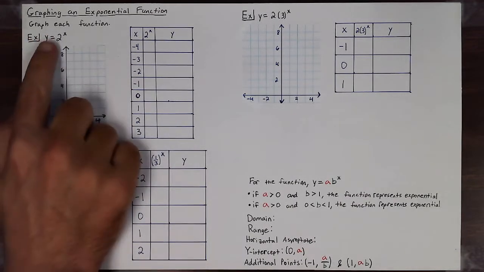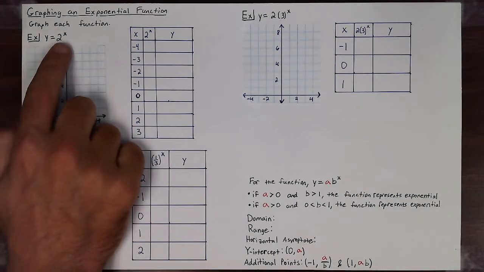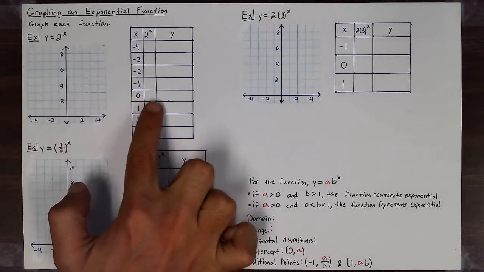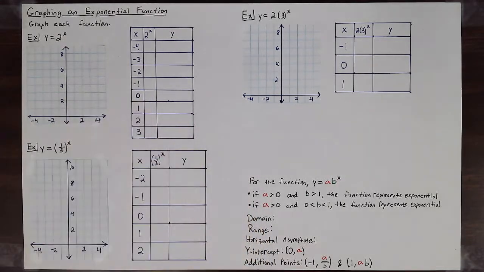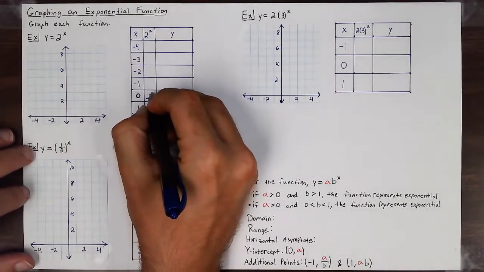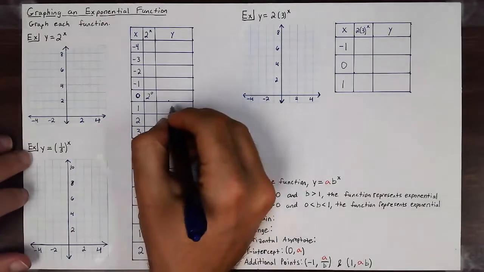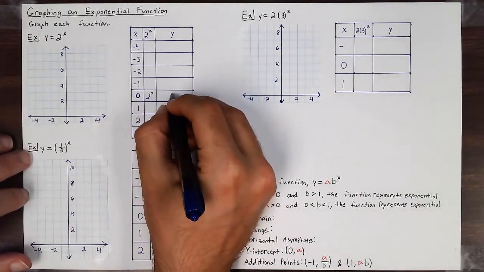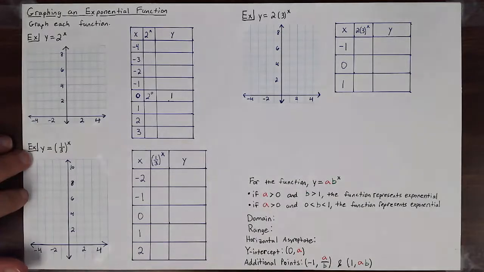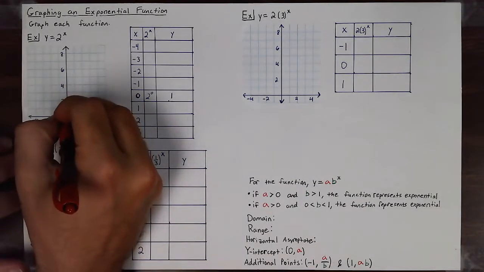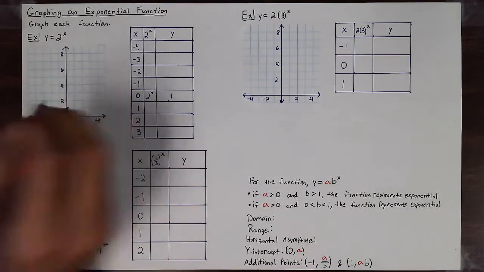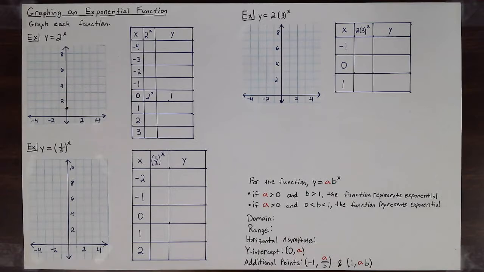So first, I want to graph y is equal to 2 to the x. I'm actually going to start with the middle point here at 0. When I plug in 0 for x, I get 2 to the 0th power, which is equal to 1. Anything raised to the 0th power is 1. So when I go to graph, I can see that my y-intercept is at (0, 1).